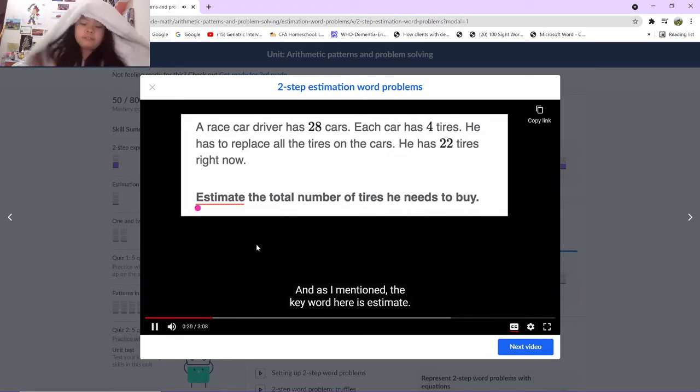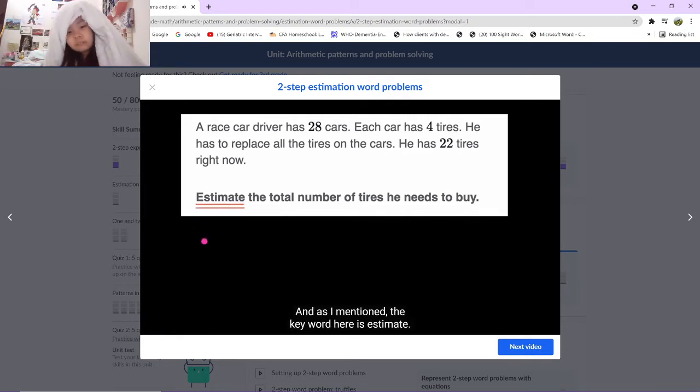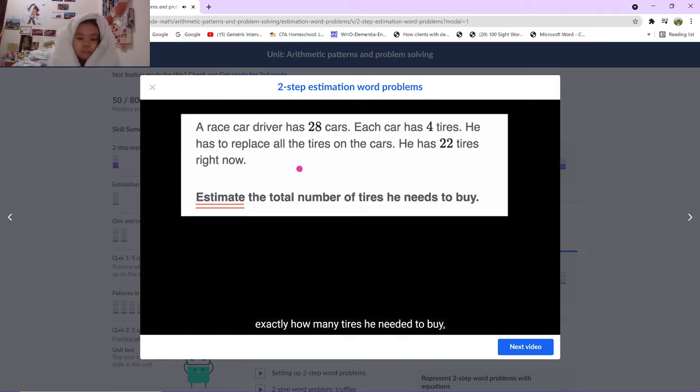As I mentioned, the key word here is estimate. And estimating is something we'll do throughout our lives. I probably do it once a day at least. And when you're estimating, you want to make all the numbers roughly right, but also think about how I need to think about them in order to make the computation a little bit easier or friendlier.